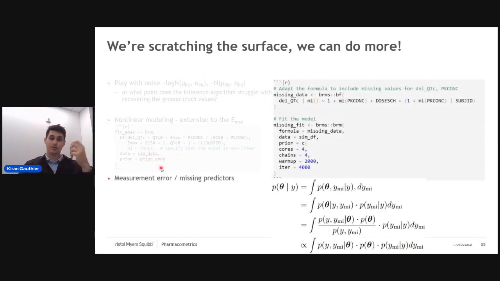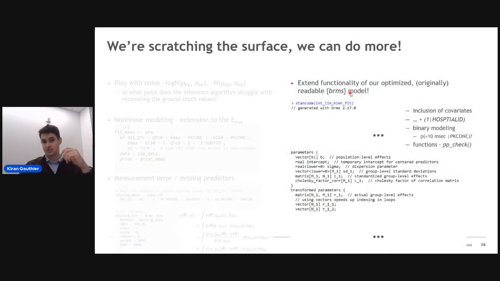It's really phenomenal. The other thing that I love is this notion of measurement error, missing predictors in the data. In Bayesian statistics, missing data points are nothing other than latent variables, right? And so here I can assign that some of my delta QTc values are missing, and here necessarily I could say that there's some error associated with my plasma concentration. Again, all done within this really nice syntax.